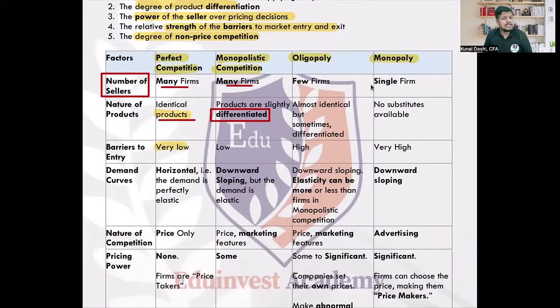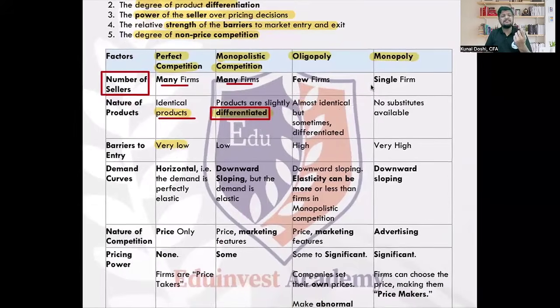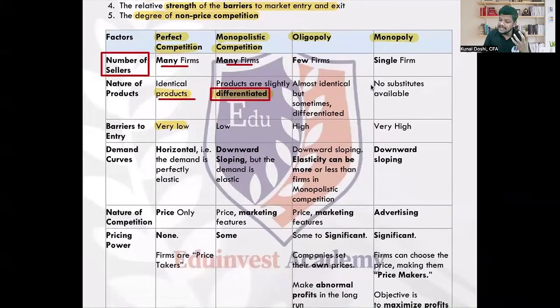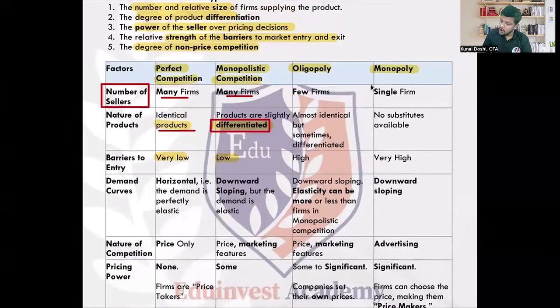In monopolistic competition, the product is slightly differentiated, like toothpaste. So they all are doing the same thing, but the product is slightly differentiated. We buy that product because of the feature that they probably show us. Now, oligopoly: there are very few firms, majorly three to four firms maximum. They might be producing either identical or differentiated products, so the nature of the product here can be anything. Monopoly is a single firm and there is no substitute available.